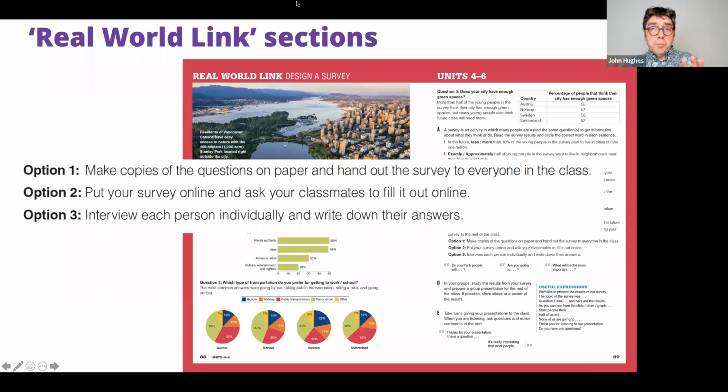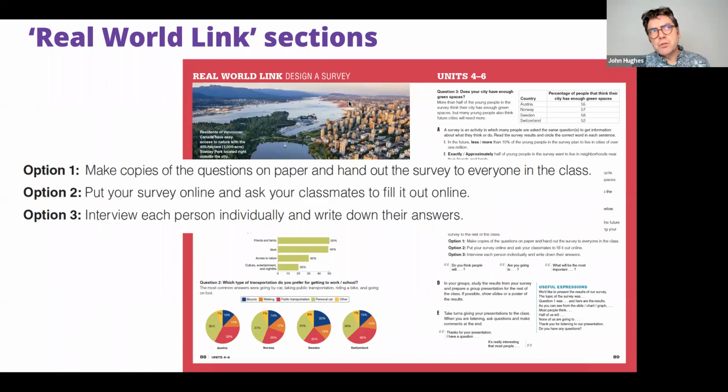So it's a real opportunity to let your students play with English and be creative and use that higher order thinking. And you might get to it after a unit and think, well, we're not ready to do it yet. So you don't always have to do it in order. You could do it in different stages of the course if you wanted to. It's just that it's designed to recycle and revise a lot of the language that's come up in the units. I think you can have a lot of fun with the real world links.